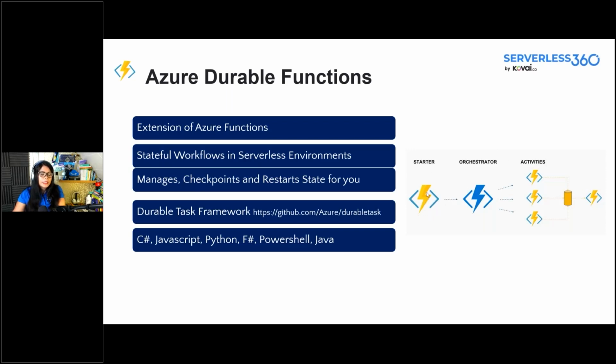So there's the client function, which is like the starter or the event start, and then you have your orchestrator here where you write your workflow, which I will introduce later, the different patterns. And then the activities are the tasks that you are going to perform in your workflow.